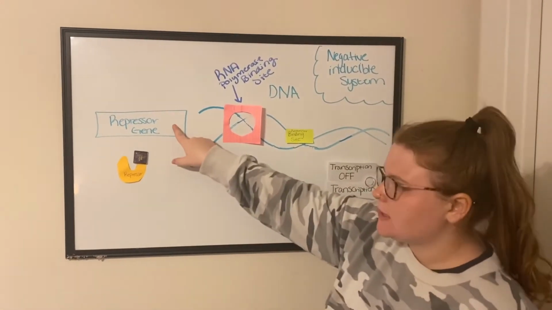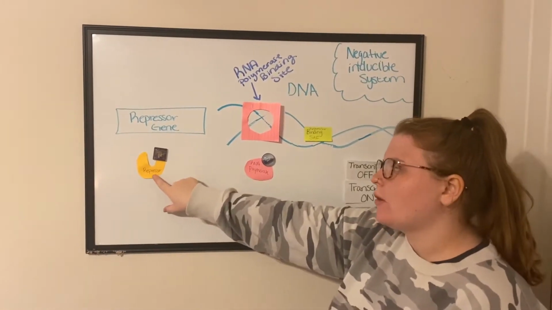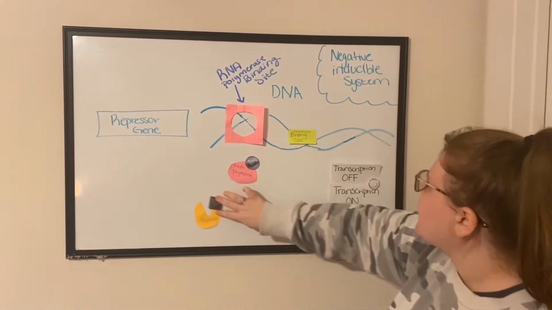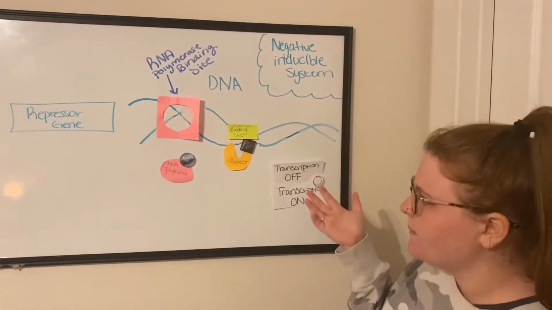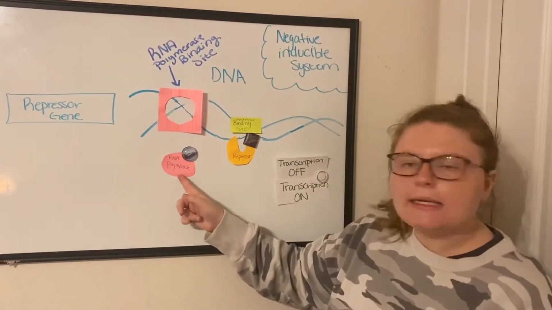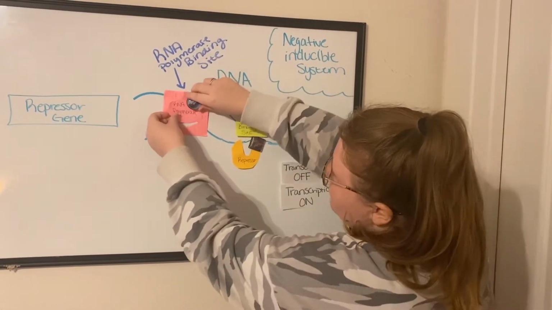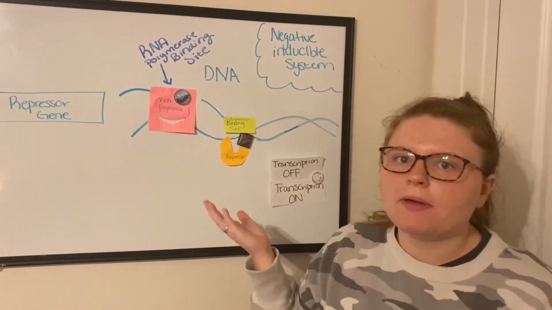So we have a repressor gene, which is still going to make our repressor since it's constitutively made. And so our repressor is going to come in and bind to the repressor binding site. Now, our RNA polymerase still has a spot to bind at the RNA polymerase binding site, so it's going to come and bind here. Now, this creates one big problem.